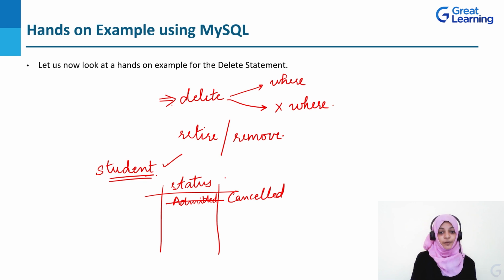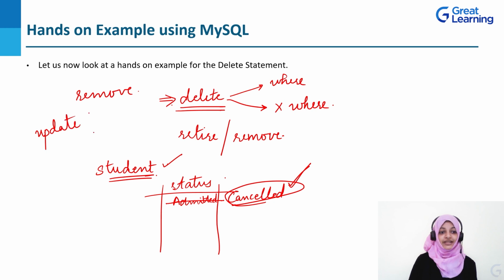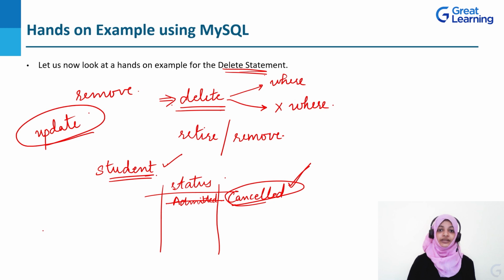It will persist in the database, but since the status is cancelled, in the further queries that we create, we will ensure that none of the cancelled status students are included in any calculations or reports made. So instead of using delete to completely remove the data from the database, we utilize update to modify the records in such a manner that they are easily excluded from any future calculations or report making. This is how the delete statement is handled within the database.